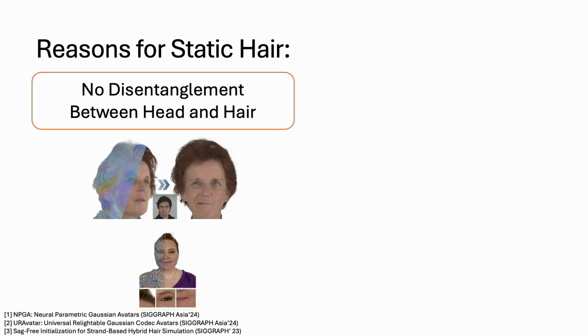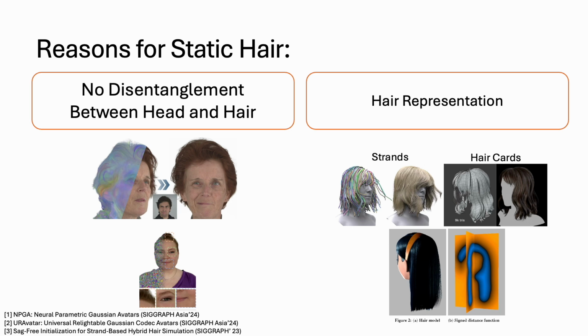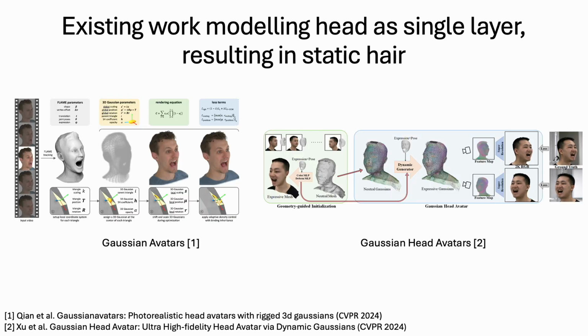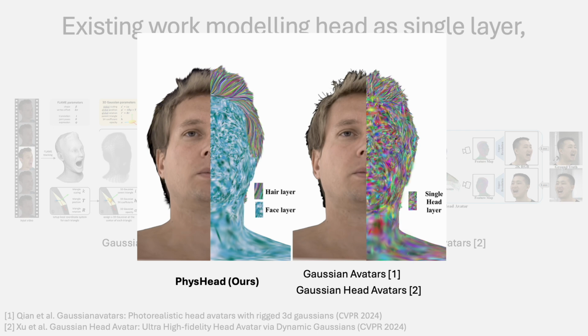There are two main reasons for this. First, these methods do not disentangle the head from the hair. Second, their chosen hair representation is not suitable for physics-based simulation. More specifically, prior works such as Gaussian avatars and Gaussian head avatars reconstruct animatable head avatars using a single layer. Although they produce impressive results, the hair is modeled as part of the face. In contrast, our method PhysHead represents the head with a layered model. A bald human head controlled by a face parametric model, and strand-based hair controlled by a physics engine.